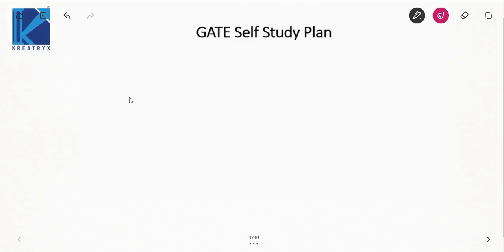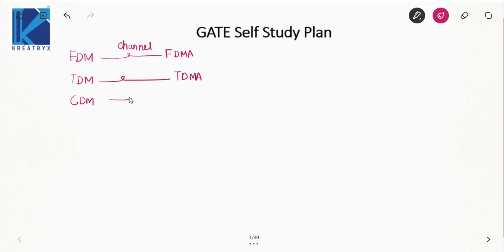Hello friends. So in today's lecture we are going to study frequency division multiplexing, time division multiplexing and code division multiplexing. When these multiplexings are used to access the channel, then it becomes frequency division multiple access. This becomes time division multiple access, and this becomes code division multiple access. Now let us study one by one.